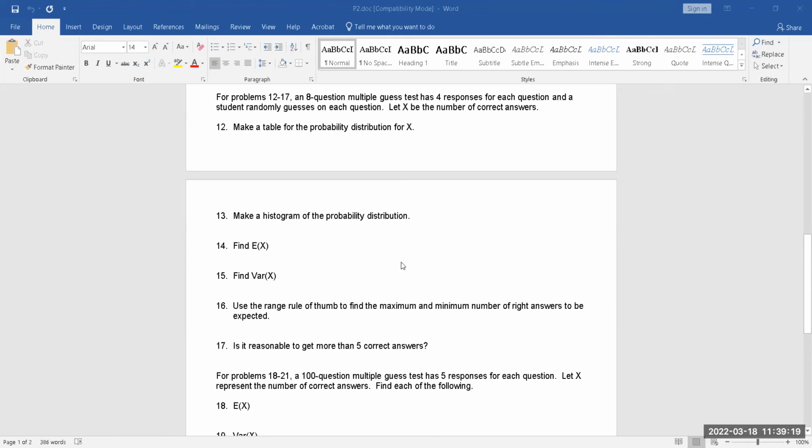We couldn't use a shortcut in the last problem where I gave you a number of cars per household because that's not a binomial distribution. This is binomial because there's 2 outcomes. I got the question right, I got the question wrong, and the probability of getting it right is always 1/4. The probability of getting it wrong is always 3/4. That makes it binomial. Binomial because there's 2 outcomes, the probabilities don't change, and I'm going to do it a certain number of times.